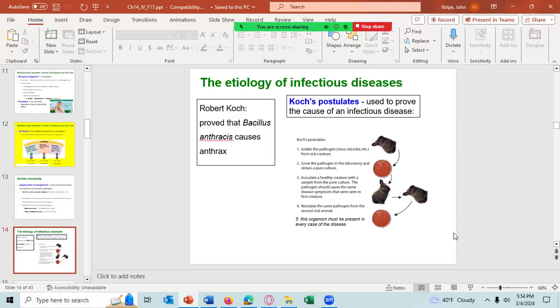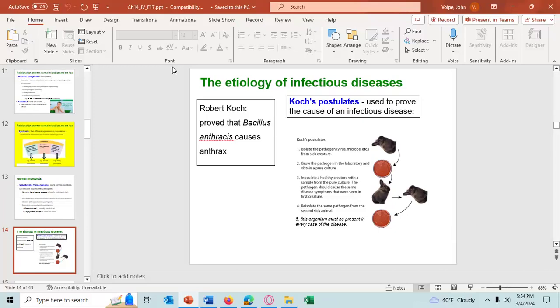We talk about this topic 3 times in the term, and I don't know if this is the second or the third time we've talked about Koch's postulate. But Koch's postulate was the steps Dr. Koch took to show that Bacillus anthracis causes the disease anthrax.